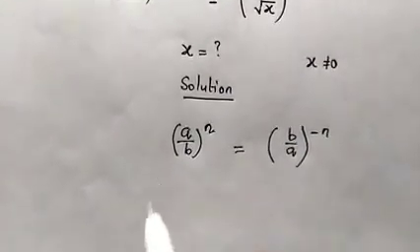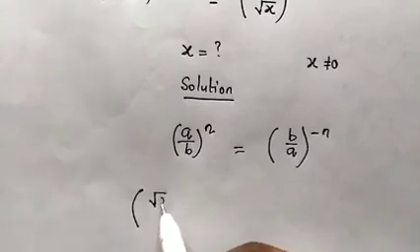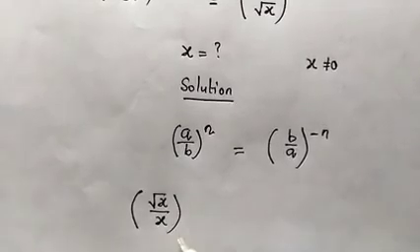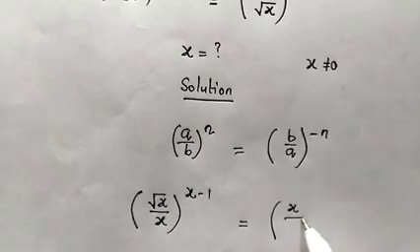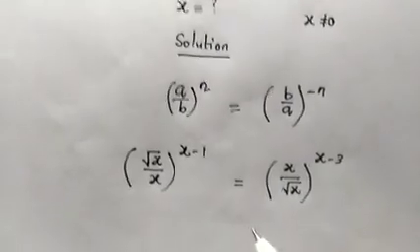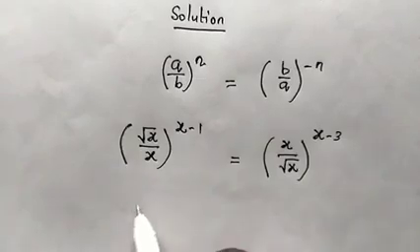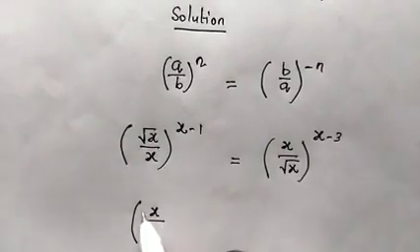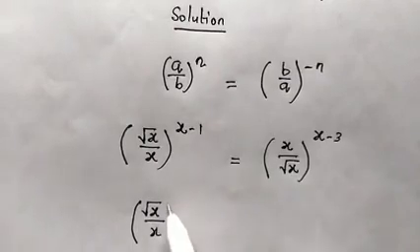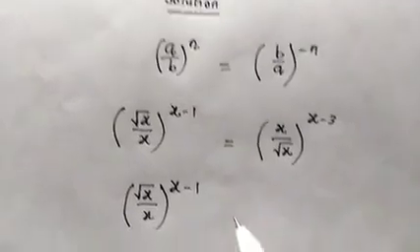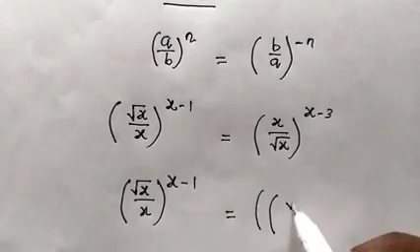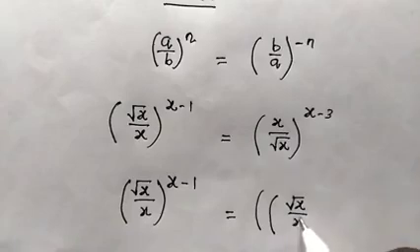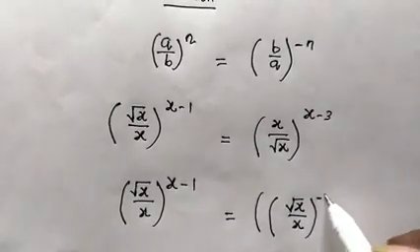Now at the left hand side here, we have (square root of x divided by x) whole raised to the power of x minus 1. This is equal to (x divided by root x) whole raised to the power of x minus 3. Now apply this property at the right hand side. We're going to have (square root of x all over x) whole raised to the power of x minus 1. This will be equal to square root of x divided by x, then we're going to have a negative power of 1.